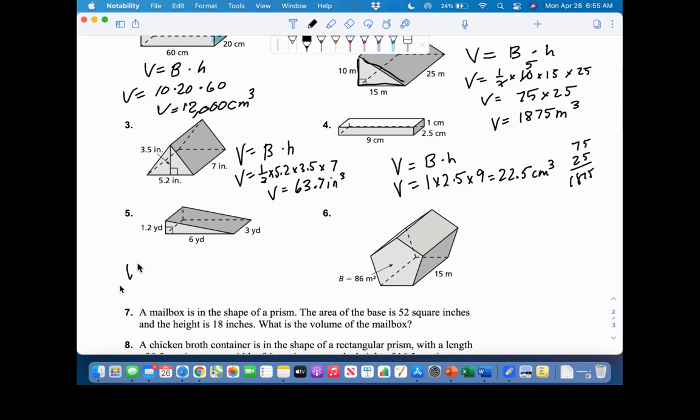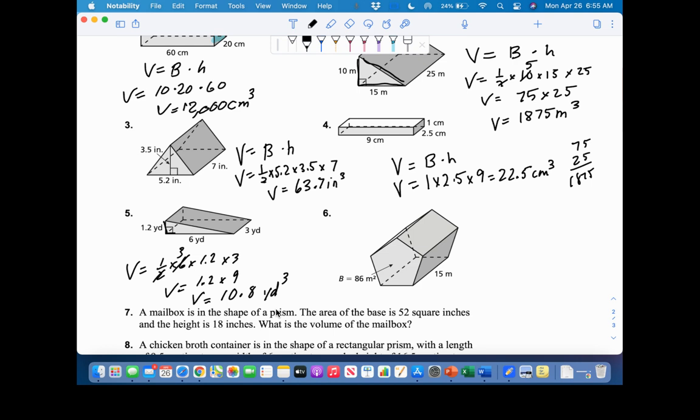So we've got volume equals, and the triangle's this front one here. So 1/2 times 6 times 1.2 times 3. And so I'm just going to half that. So we end up with volume equals 1.2 times 9. So see my regrouping. So 3 times 3 is 9 times 1.2. I like that because 9 times 12 is 108. So 1.2 times 9 is going to be 10.8 yards cubed.